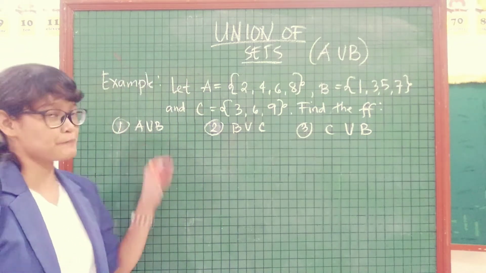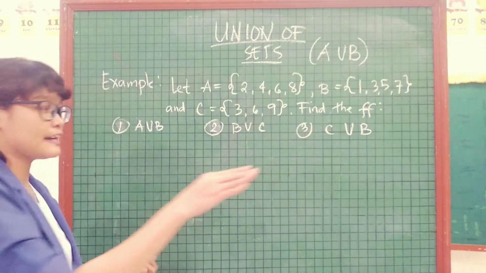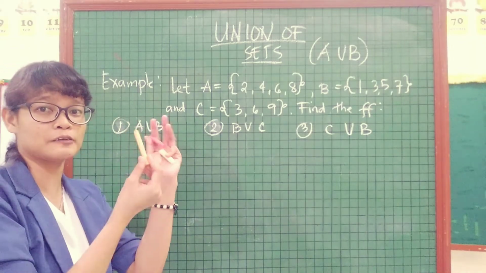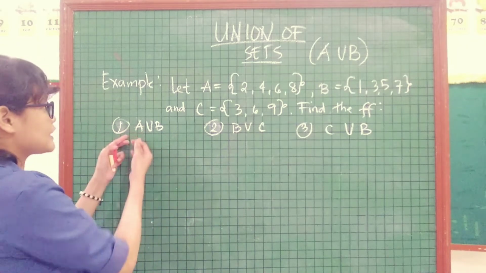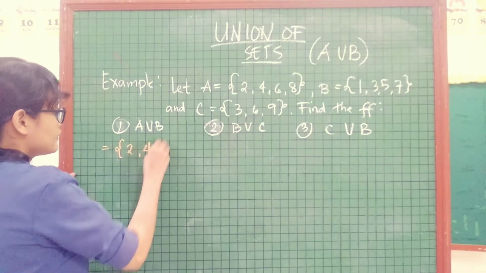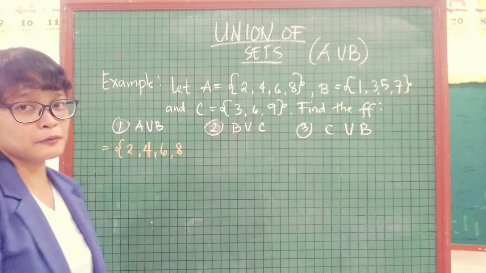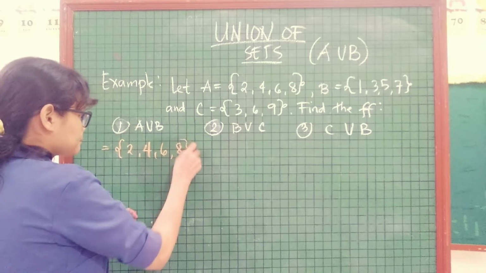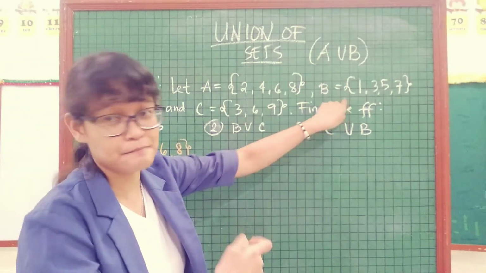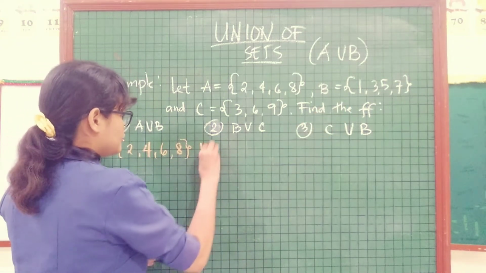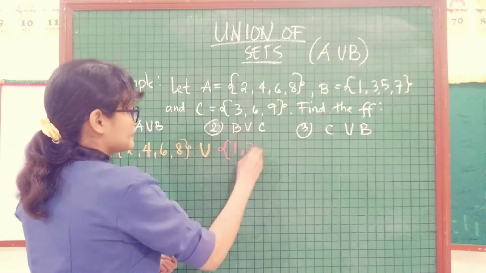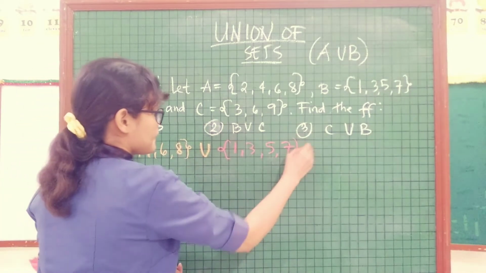You have A union B. So, simple lang, ilista muna natin lahat ng mga elements ni A. I'll be using 2 colors ng chalk para ma-distinguish natin. So, for set A, you have 2, 4, 6, 8. That is equal to 2, 4, 6, and 8. And all we have to do is to unite this one to the elements of set B. So, union 1, 3, 5, and 7.